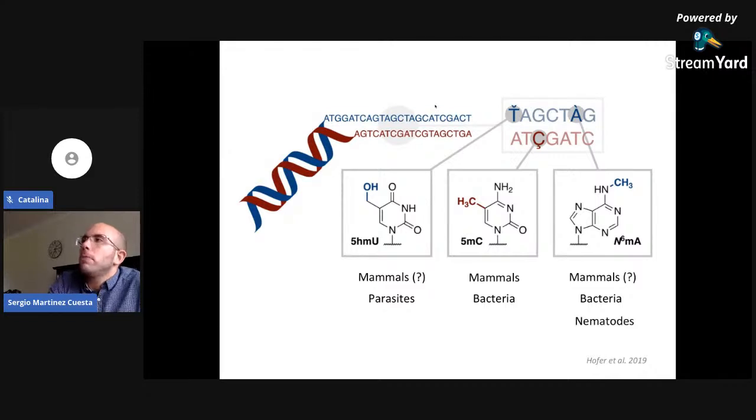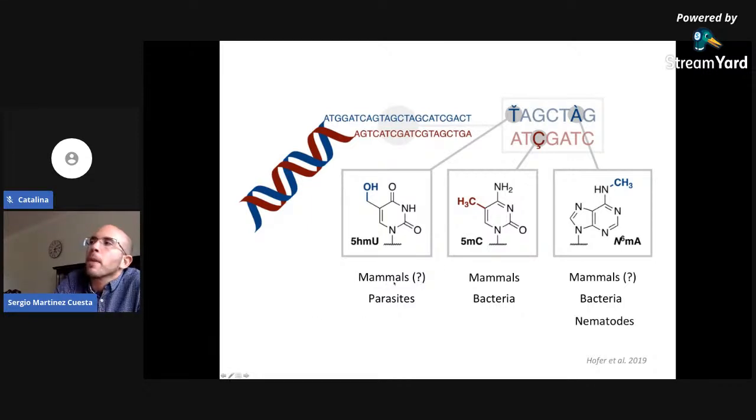Okay, so DNA modifications. Here I'm showing you some examples. You have, for example, this modification called 5-HMU, 5-hydroxymethyluracil, that is very well described to be present in parasites, so in Leishmania and trypanosoma. These are parasites that are common in, for example, sleeping sickness and some other parasite diseases. And then we have little information on whether they are also present in mammals.